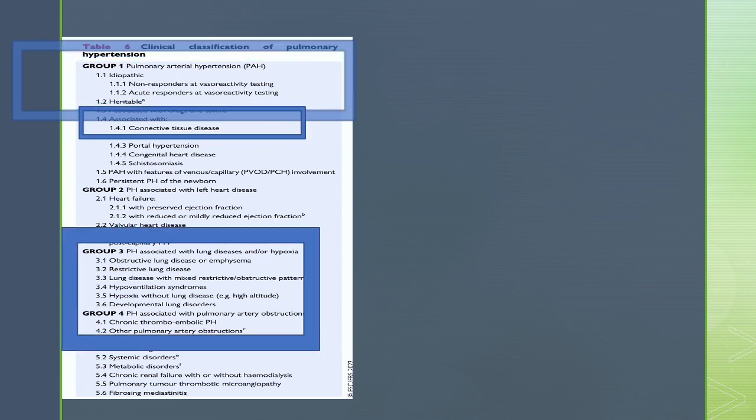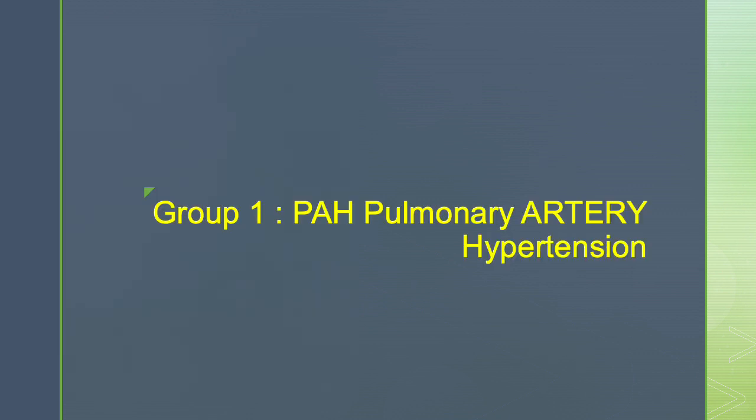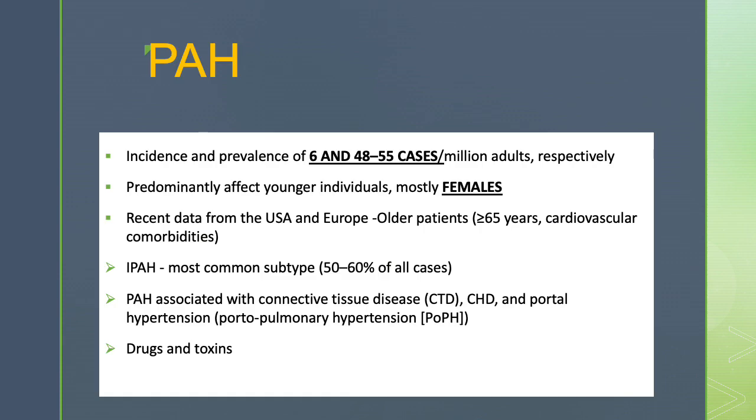So let's talk about the first group, which is PAH or pulmonary artery hypertension. These are just brief pointers. We'll be talking about this in detail in my third talk in the series when I talk individually about these diseases. So how common is it? Almost 6 cases per million is the incidence, and 48 to 55 per million adults is the prevalence. So it is not very common.